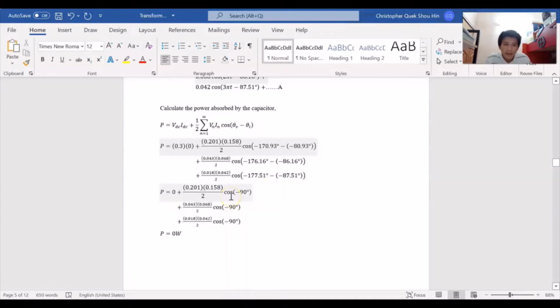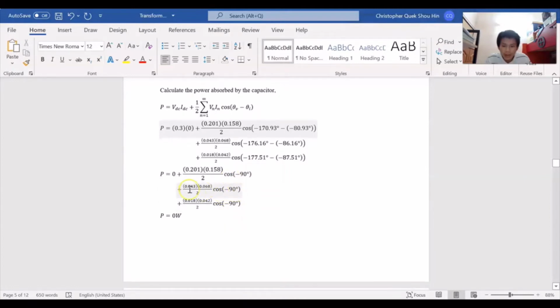So cos(-90 degrees) is equal to 0. So anything multiplied by 0 will get 0 watt. So we can deduce that the power factor for the capacitor is 0, where we can deduce it is a pure capacitor. So the average power absorbed by the capacitor is 0 watt.